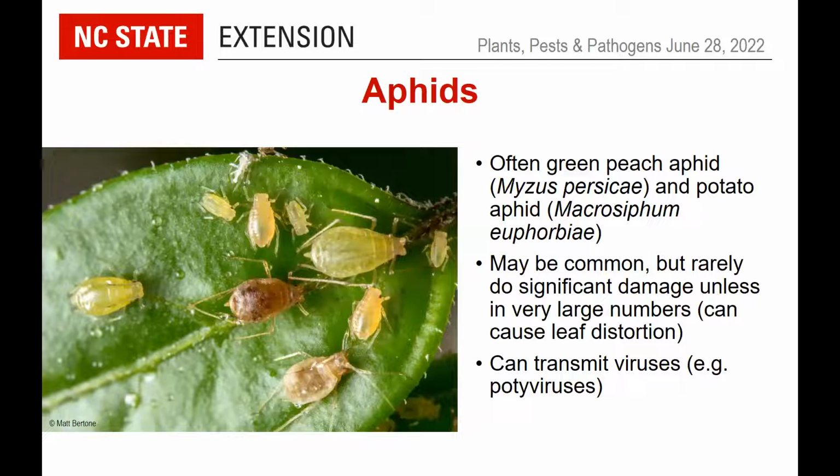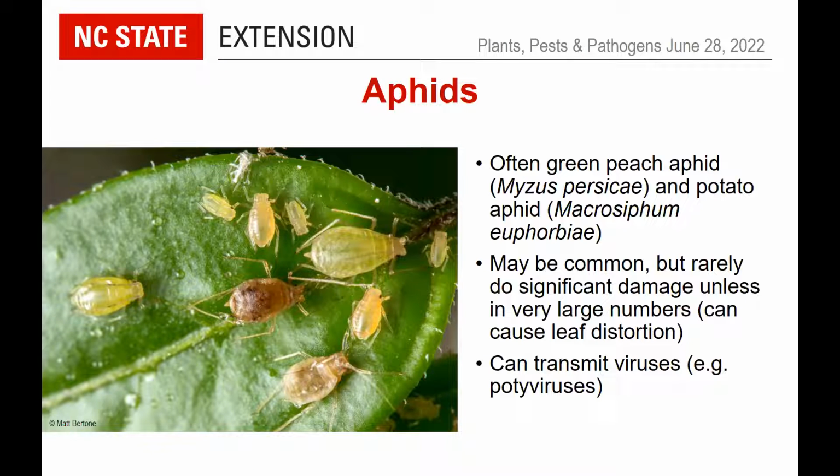Aphids are a very common sucking insect on tomatoes as well, and the most common species are going to be green peach aphid and potato aphids. Now, although they may be common, they rarely do significant damage unless in very large numbers, in which case they can cause leaf distortion, but we very rarely see this. Small populations of aphids are not going to be a huge issue on tomatoes, and natural predators and parasites often take them out with no problem.